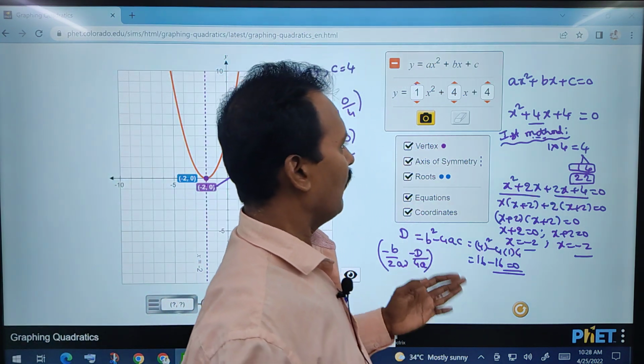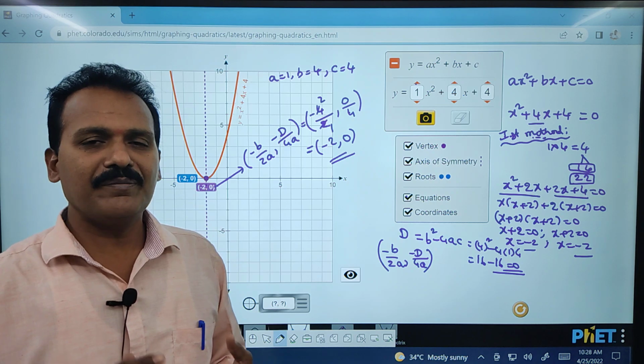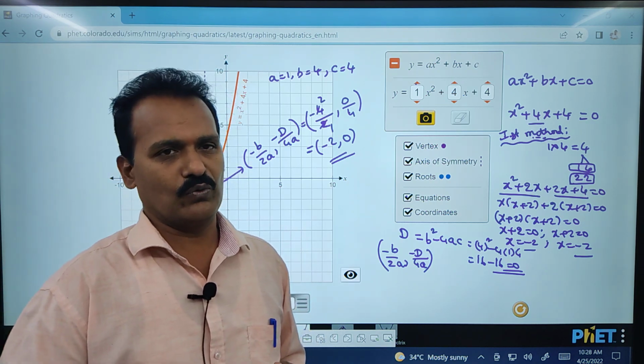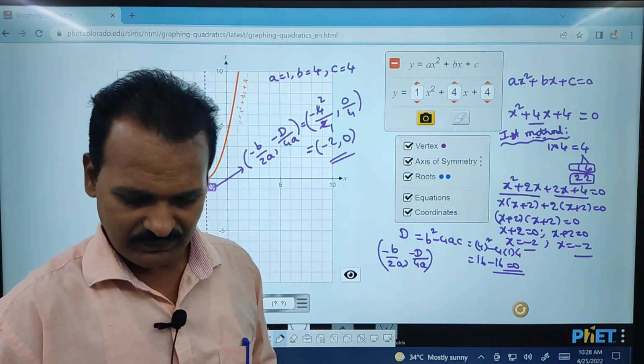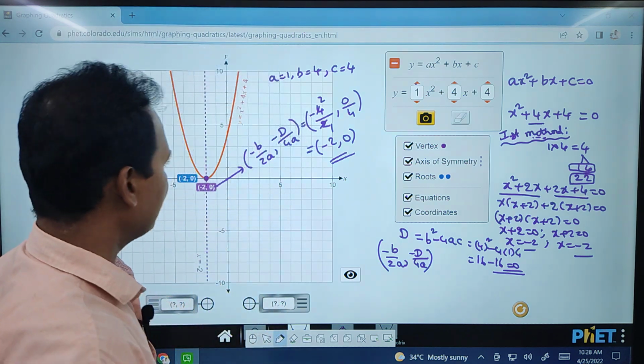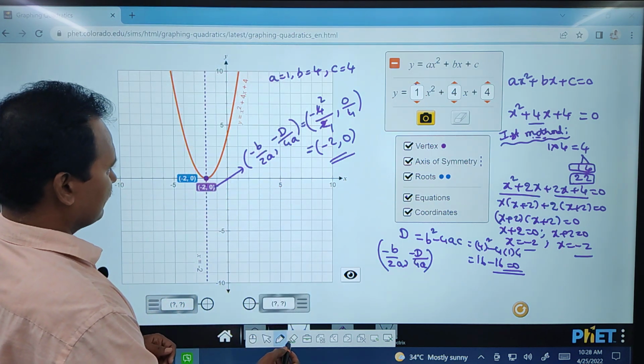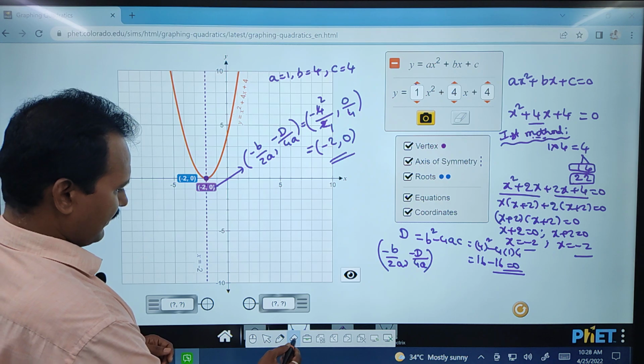And the discriminant, what about the discriminant? The discriminant tells about the nature of the roots, how the roots will be. Okay, now we are going to see another example.